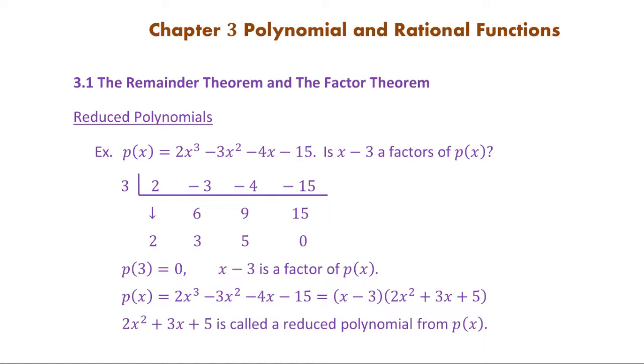And because there's no remainder, this 2x squared plus 3x plus 5 is called the reduced polynomial from the original polynomial p. Okay, so you just reduced the power from 3 to 2 by factoring p, right? Any questions for this example? All right, no question. We just go to the next section.